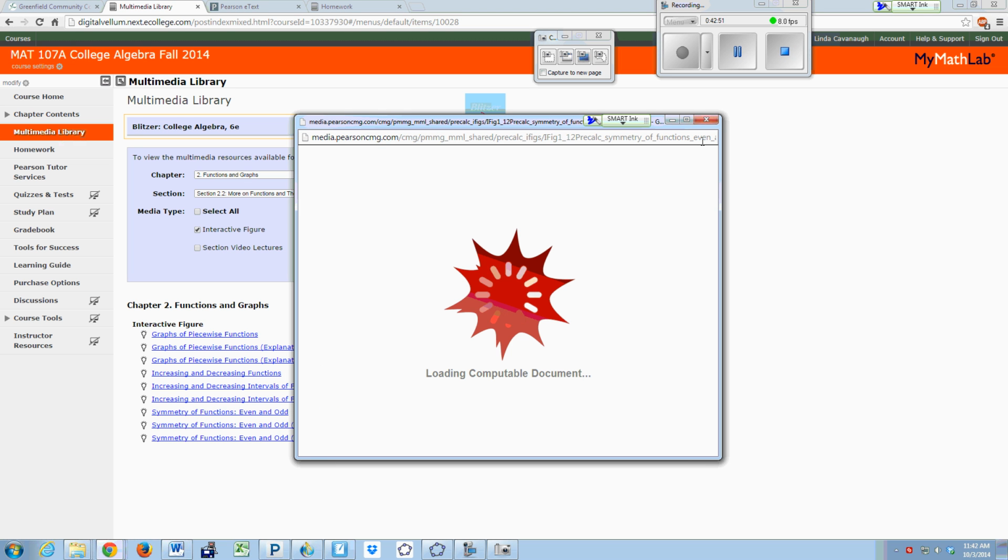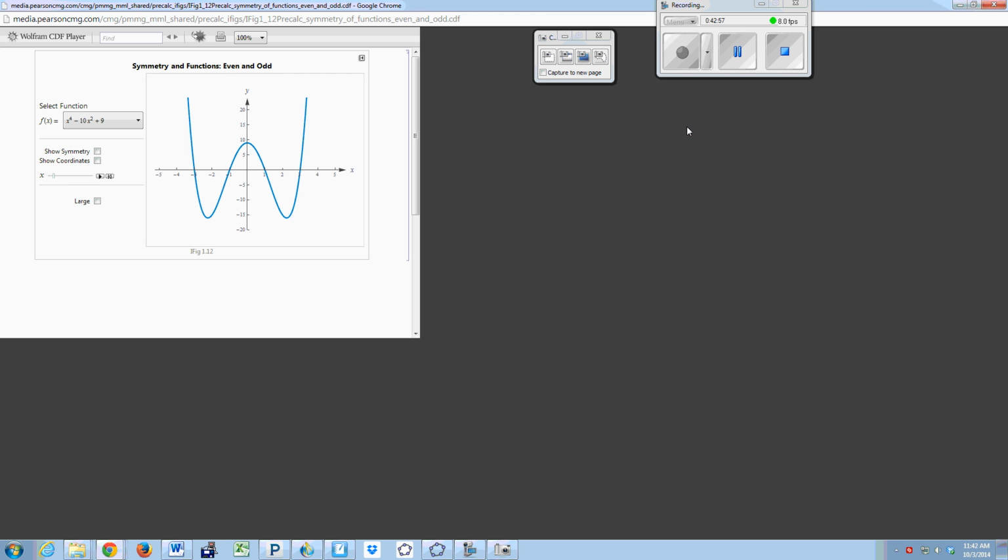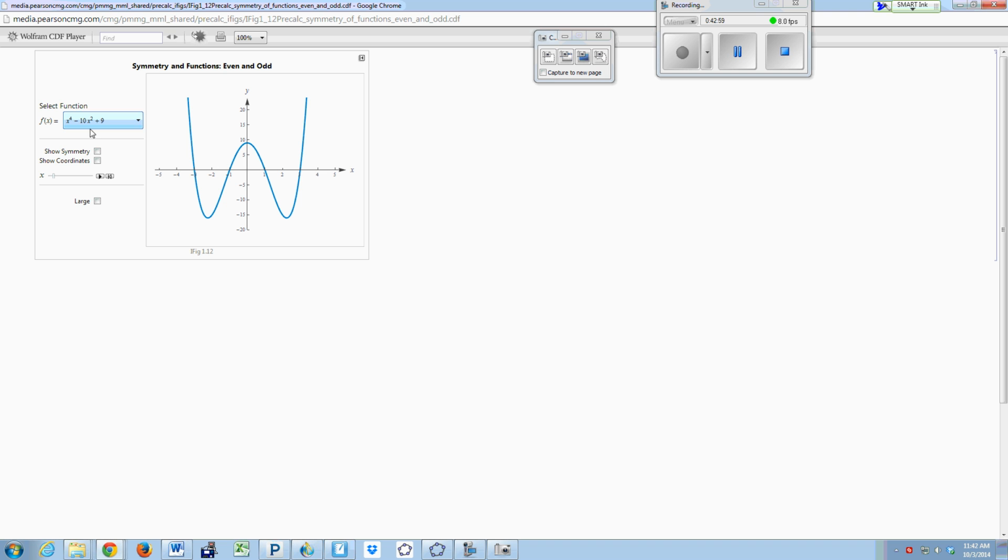So let me open up so I can get the same values that you have. I'm going to do a little interactive. So here's the function that's being graphed, x to the 4th minus 10x squared plus 9. Okay, and what's the first point we're looking at? We got 2 points we're going to look at according to the table in your book. X equals positive 2.5 and x equals negative 2.5.